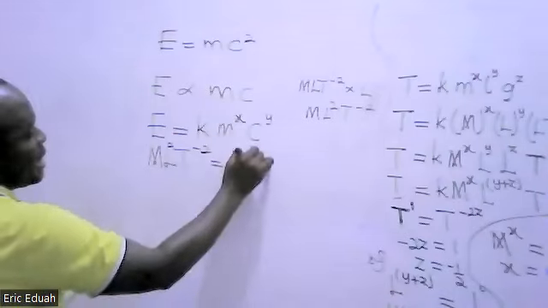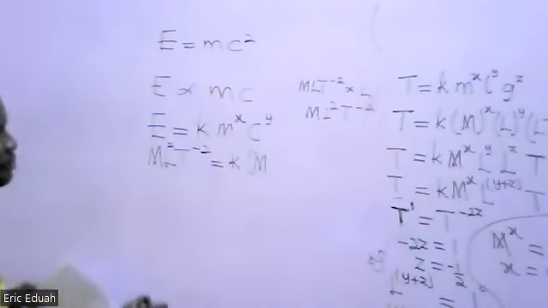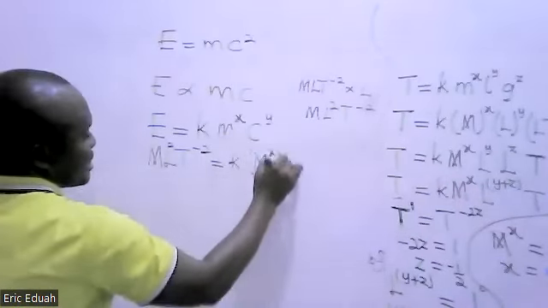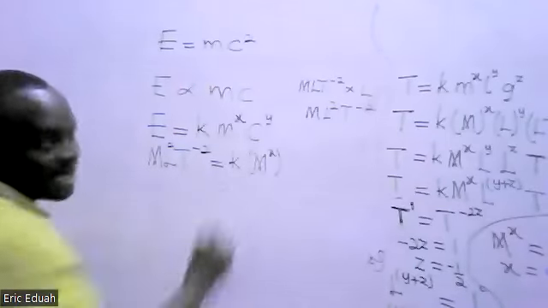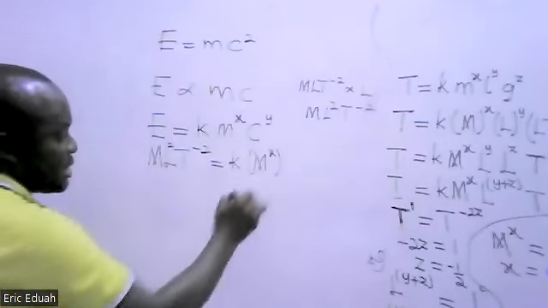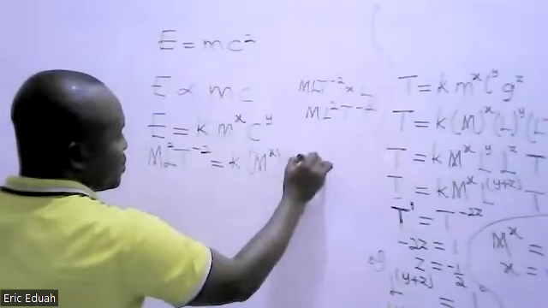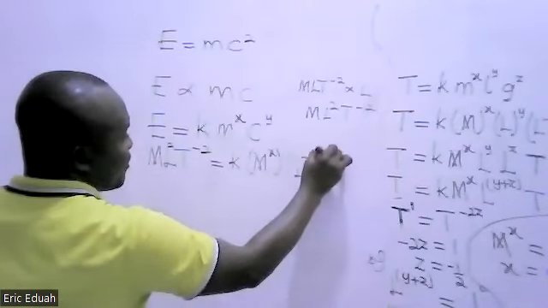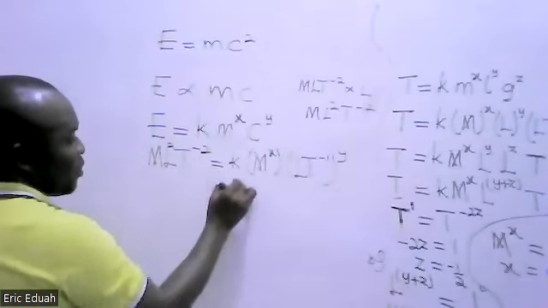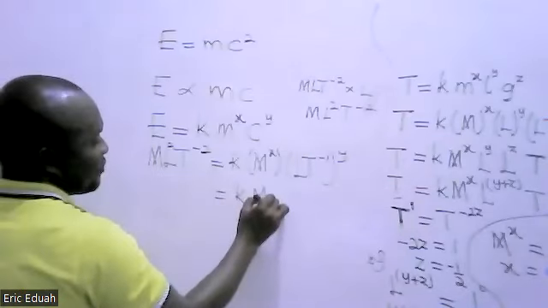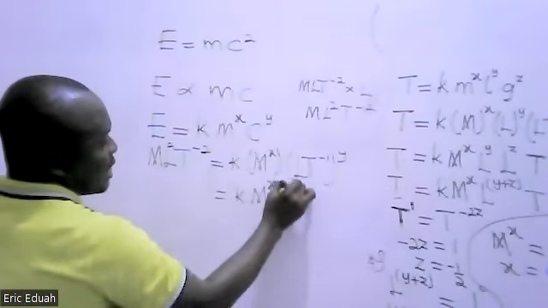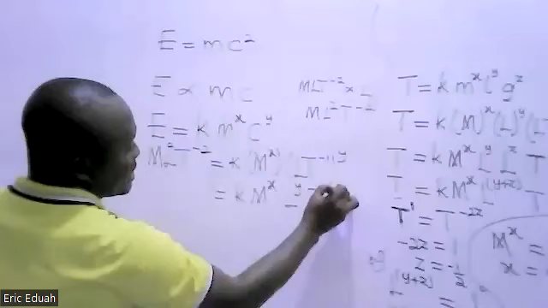This is K M to the power X. This is C, and C we are told is velocity, so L T to the power negative 1, raised to Y. When we expand this, this is what we have: L to the power Y, T to the power negative Y.